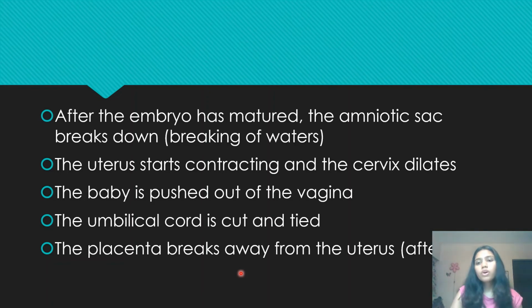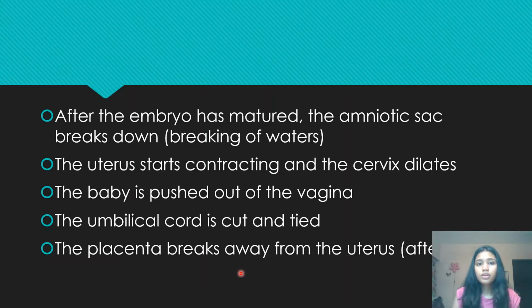Okay, we're going to get into the function of each of these later. Okay, so the amniotic sac in the uterus breaks down. What happens? This is called the breaking of waters. So water may fall through the woman's vagina, and that is the first indicator that labor has hit, that the woman is going to give birth.